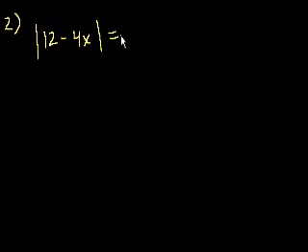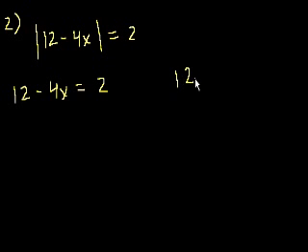Problem 2. Let me switch colors to make things interesting. And there's a similar type of problem. What are the possible values of x in, see, the absolute value of 12 minus 4x is equal to 2. Same logic. 12 minus 4x could be 2, right? The absolute value of 2 is 2. So you get 12 minus 4x is equal to 2. Or 12 minus 4x could be minus 2, right? Because the absolute value of minus 2 is 2. So this is an or proposition.